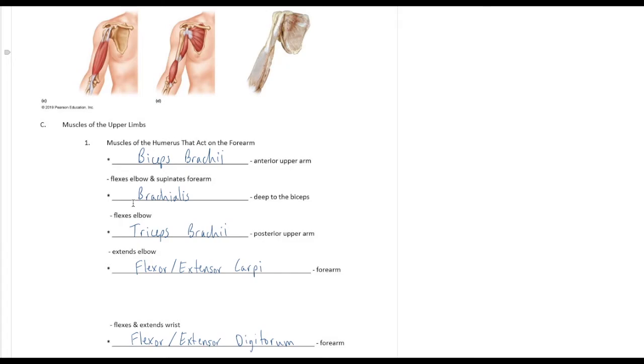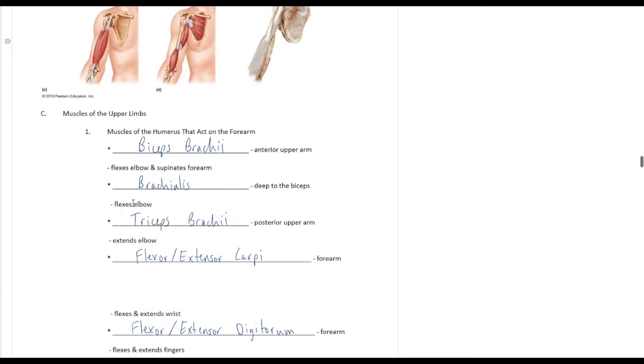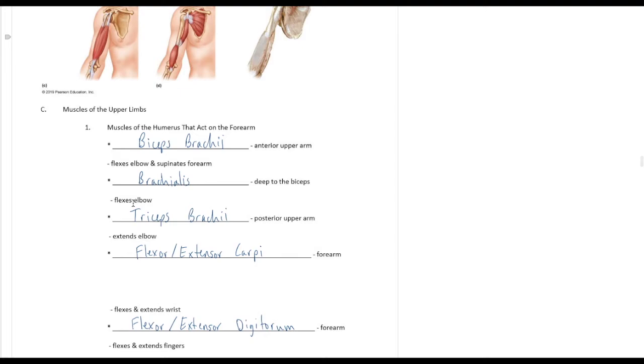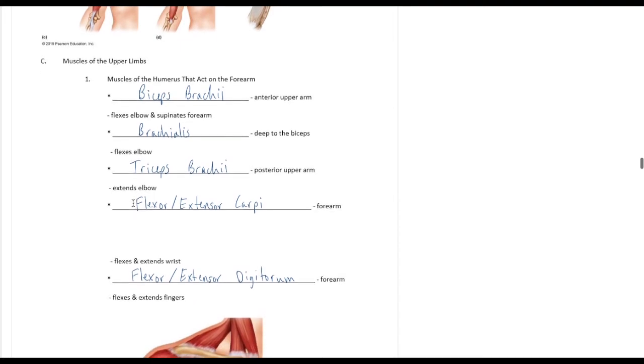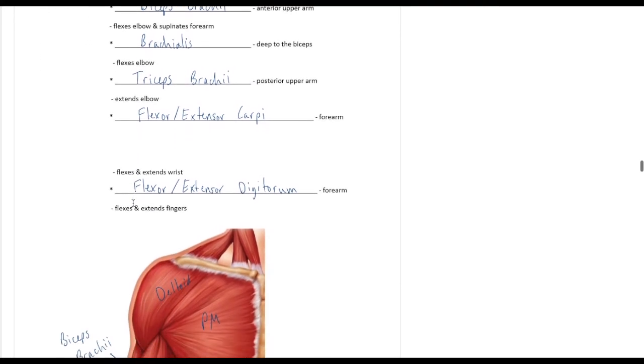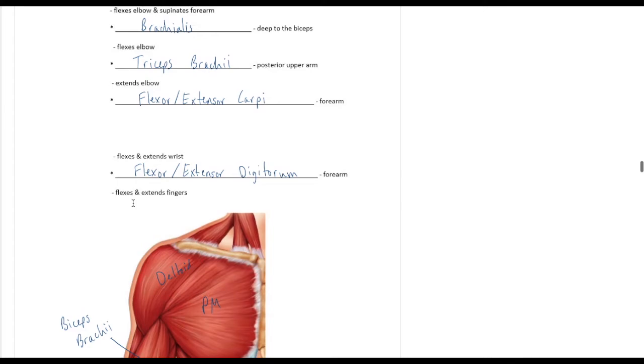It's going to flex the elbow and supinate the forearm. Our brachialis is going to run deep to the biceps and it's going to flex the elbow as well. Our triceps brachii is going to run posterior upper arm. It's going to extend the elbow. Then we have our flexor and extensor carpi, and that's within the forearm. That's going to do flexion and extension of the wrist as well. Then we have our flexor and extensor digitorum, and it's within there in the forearm. It's going to flex and extend our fingers, or digits.